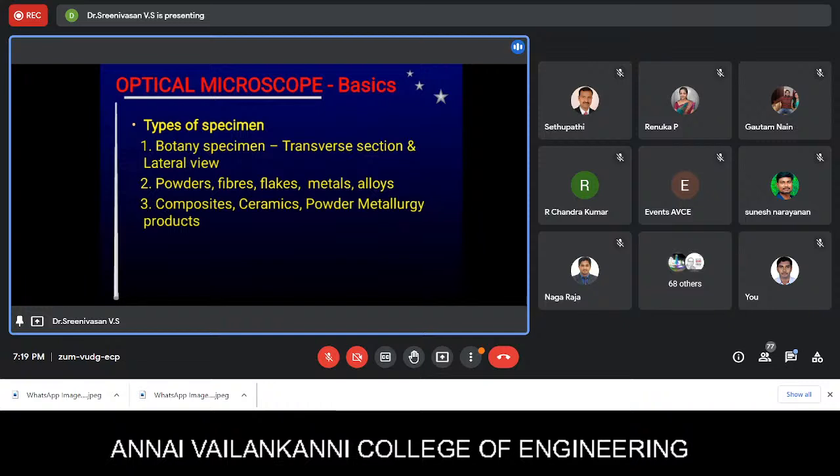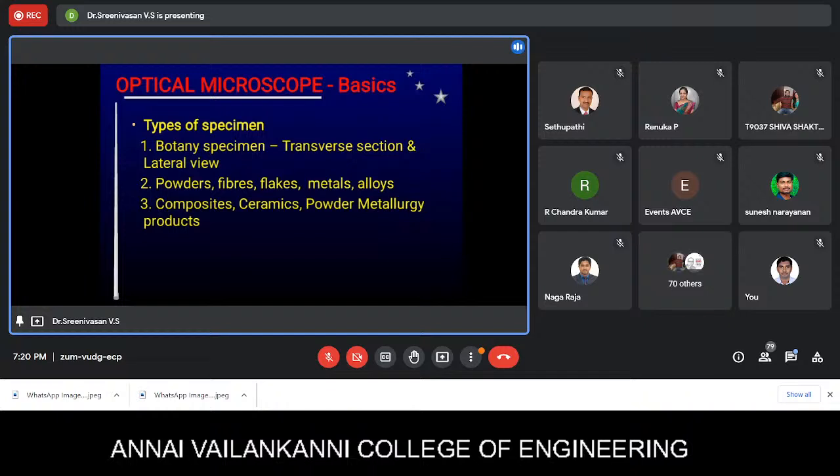The types of specimen which can be viewed on the optical microscope are biological specimens. By using this optical microscope, we can make a transverse section as well as a lateral view, and not only botany specimens, but zoological specimens can also be viewed by using the optical microscope here. Right from the olden days itself, this optical microscope is used for medical diagnosis purposes.